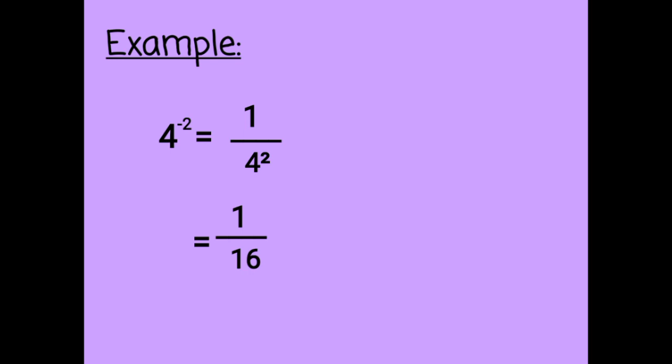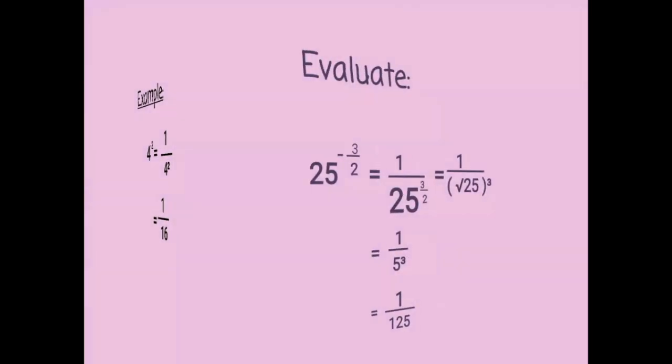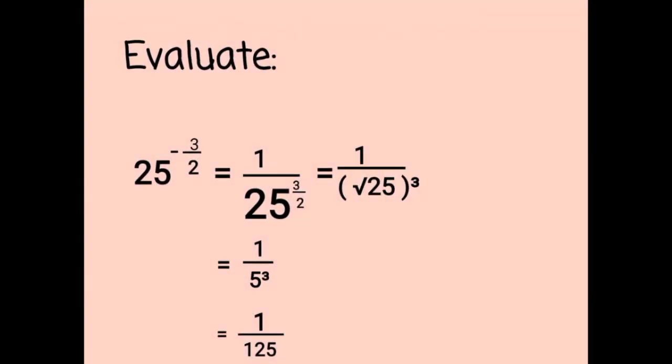Now let's take a look at a few more examples. 25 to the power minus 3 over 2 equals 1 over 25 to the power 3 over 2. As we learned earlier, the denominator of the fractional index, which is 2, is the root of 25, and the numerator, which is 3, is the power to which the answer is raised. So 1 over 25 to the power 3 over 2 equals 1 over the square root of 25 cubed, which equals 1 over 125.